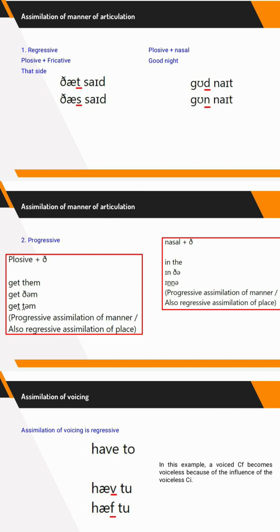Have to, for example, becomes have to. And ve changes to fe because it's followed by a plosive, a voiceless plosive. And you can see that in have to, when it changes to have to, there's no change in manner and also no change in place of articulation when we talk about CF.